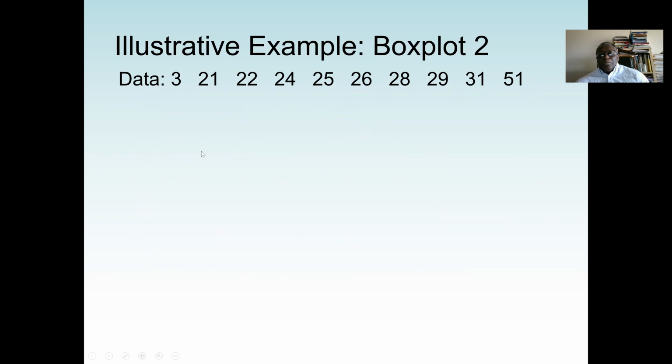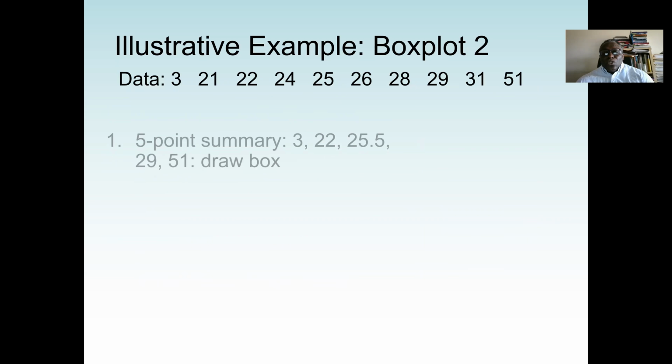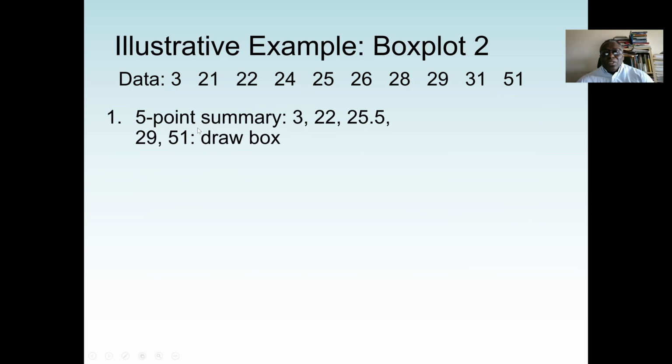So this is the second example here. They say we should illustrate example box plot 2. So first I'll look at the data set. It seems like they already sorted it for us. So it's already sorted. So my next step is to find the 5-point summary. So here I have 1, 2, 3, 4, 5, 6, 7, 8, 9, 10. Again, 10 values. So the median will be from the 5th and 6th positions, which is 25 plus 26 divided by 2. And that will give me 25.5.